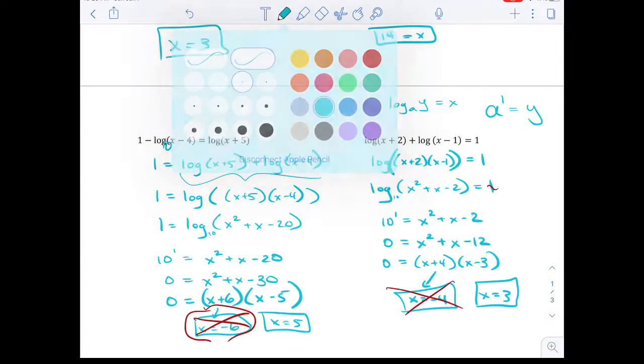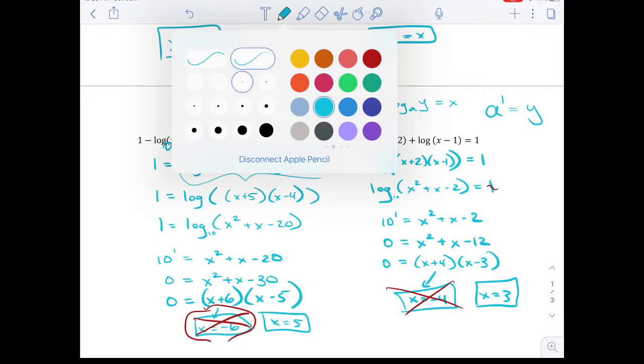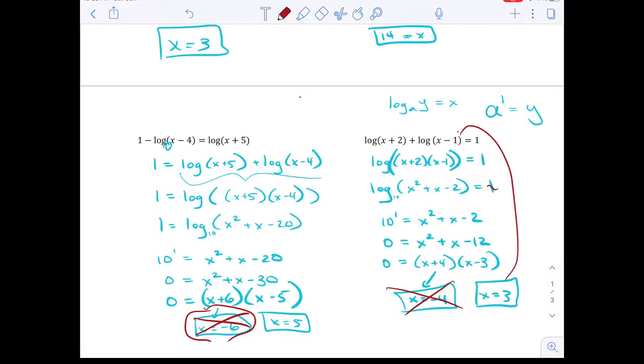How about the next one? 3. Whoops, I'll go back to that color. 3, it can go into this log here because it'll be log 2. That's good. 3 can go into this one because it'll be log 5. That's also good. So we do have one root to this answer, which is x is equal to 3.